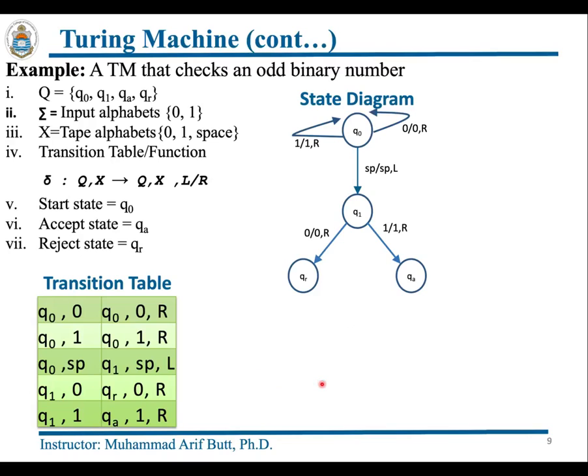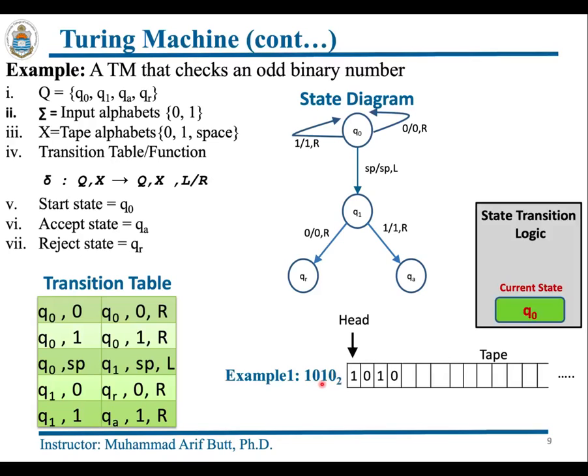Let me show you another example, and that is of an even number, 1010. The same state diagram, we keep reading and keep staying at Q0, and once we reach over here, the current state is Q0, the symbol is space, so we move on to state Q1 by writing a space over there and moving the head to the left. So the head will move left and we will have Q1 over here.